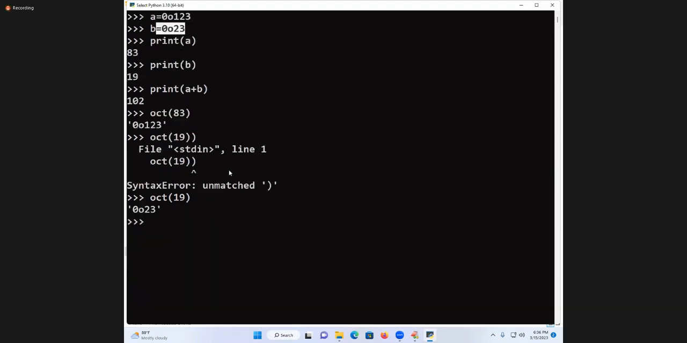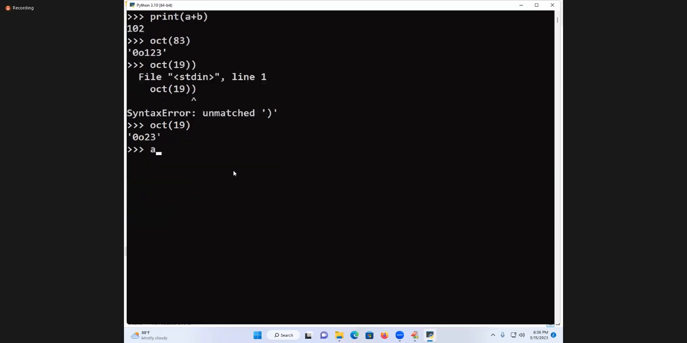0o23. Getting it? Last and final, A is equal to 0xFACE. You print the A value now directly. The hexadecimal value is automatically converted into what? An understandable format for the programmer. To convert back to hex, there is a function called hex. What is that now? 64206. Its answer is called what? 0xFACE. Did you understand, guys?